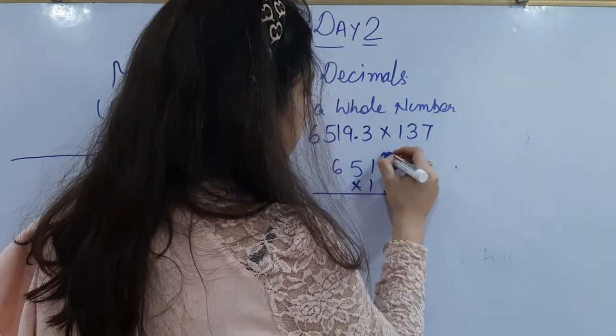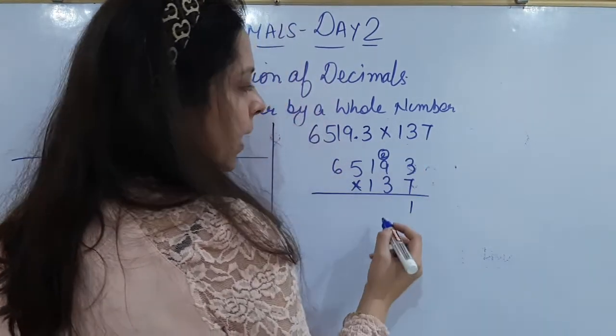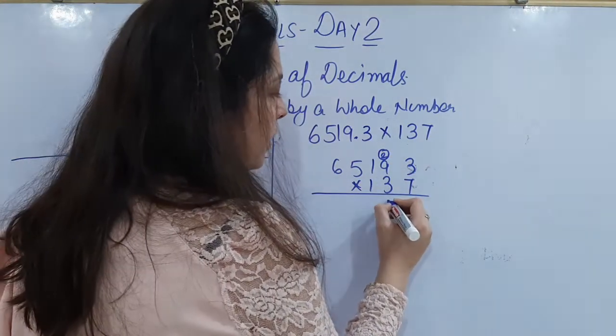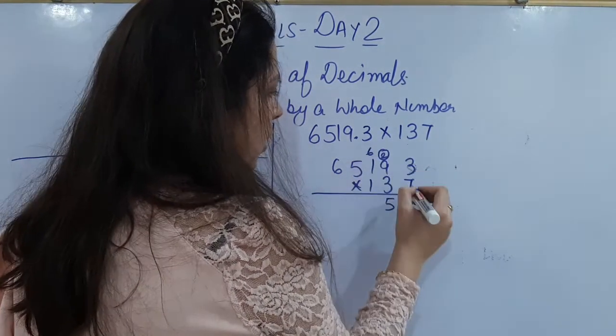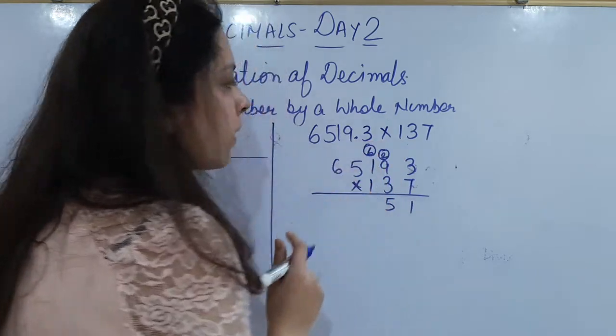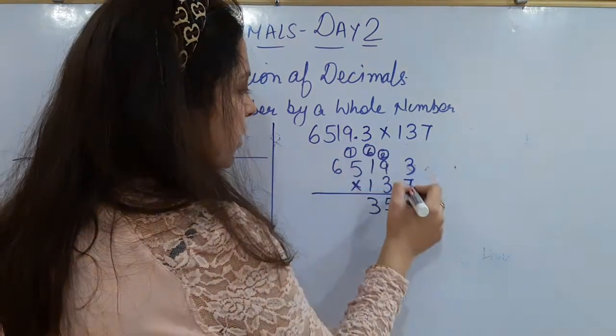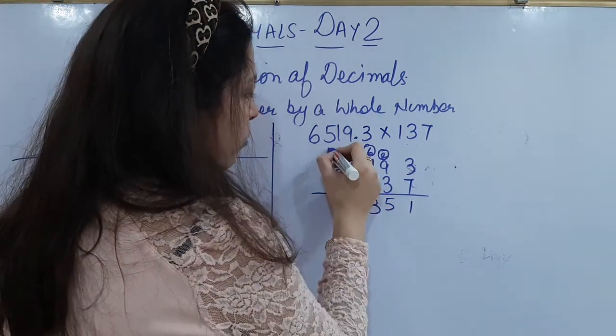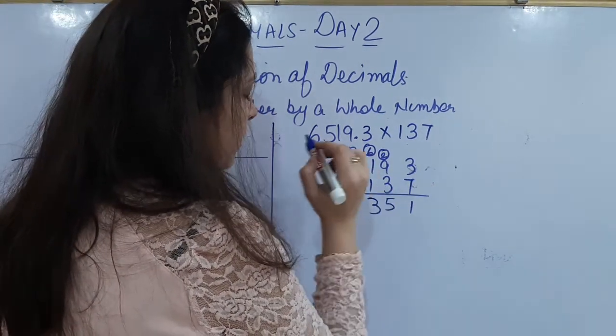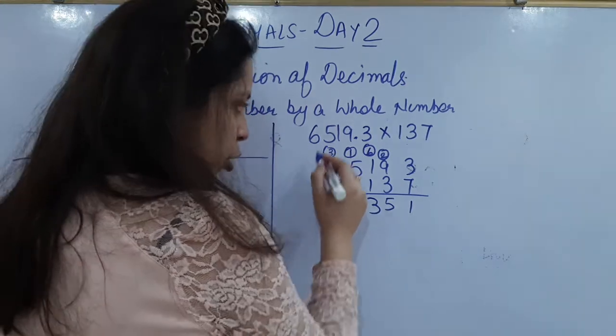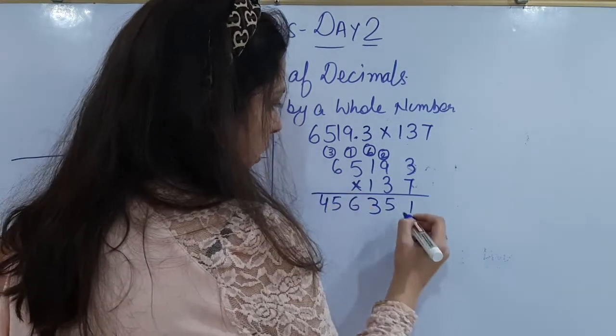7 times 3 is 21. 7 times 9 is 63. 63 plus 2 is 65. 7 times 1 is 7 plus 6 is 13. So 7 times 5 is 35 plus 1 is 36. 7 times 6 is 42 plus 3 is 45.